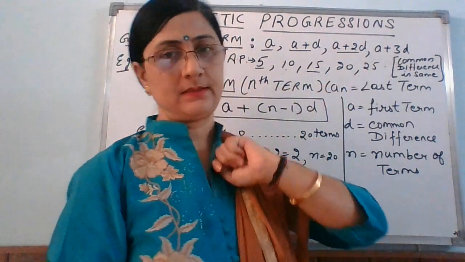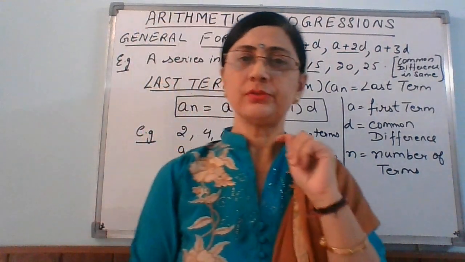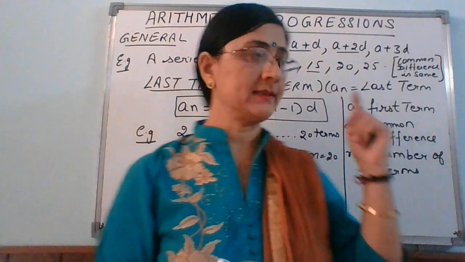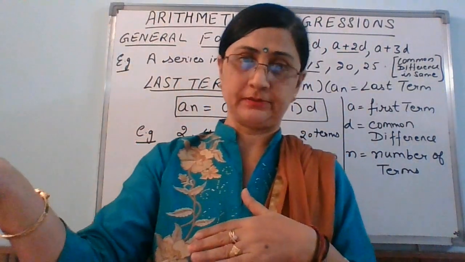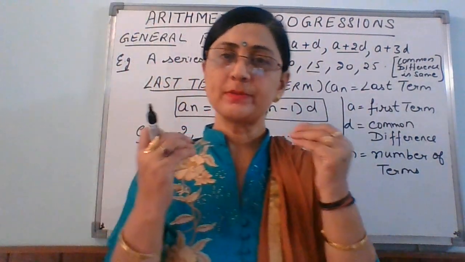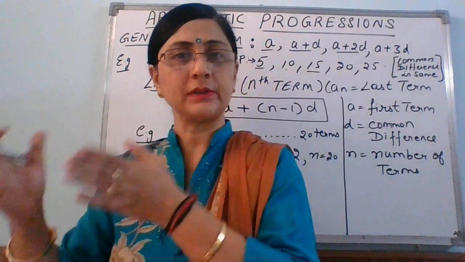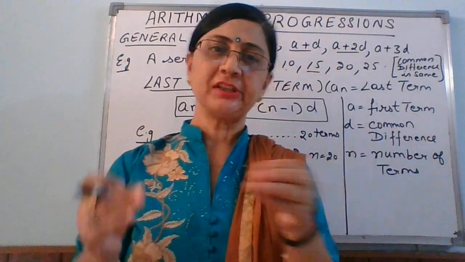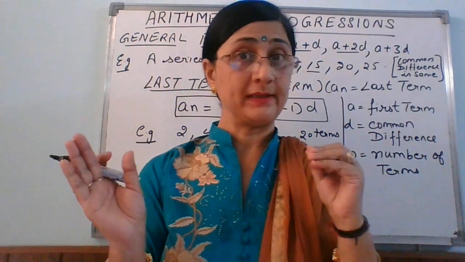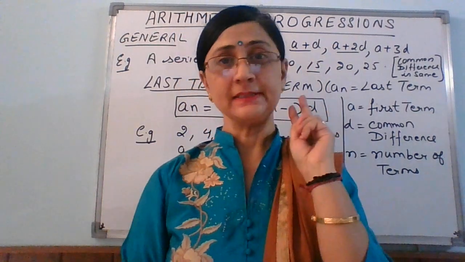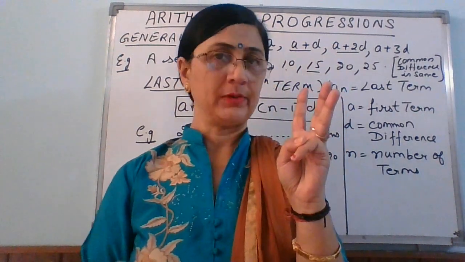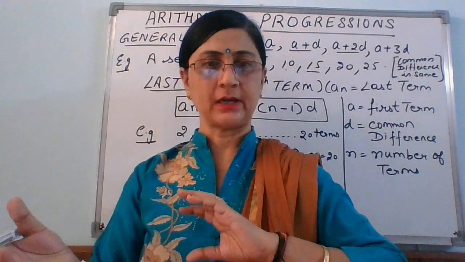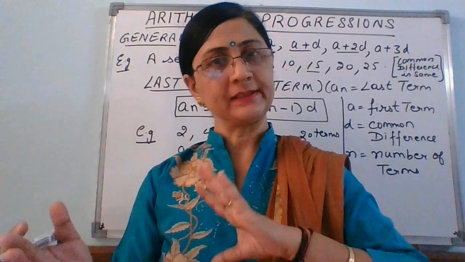How to find the last term? To find the last term, we should have n. N means the number of terms. Suppose in this table of 5, I have to find the 50th term, or the 1000th term. So what will n be? N means the number of terms. If there are 1000 terms, n will be 1000. If there are 50 terms, n will be 50. So what is required here? A, the first term, D, the common difference, and n, the number of terms. So we can find the last term. Last term means the 100th term, 1000th term, 50th term, 20th term, like that.